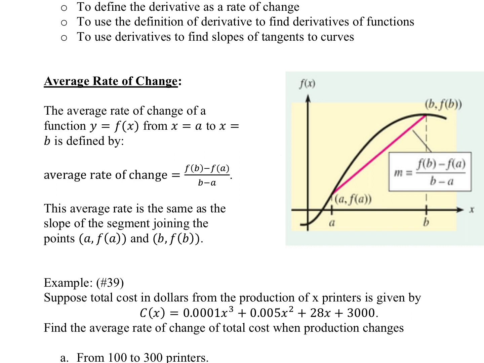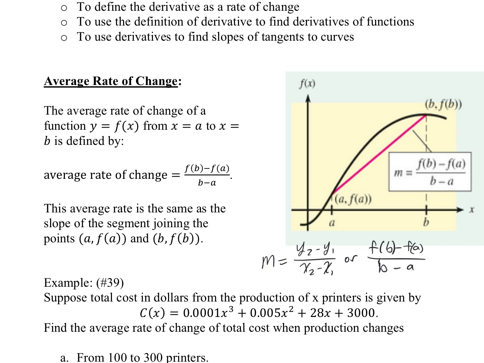So if you think about a graph that has 2 points labeled on it, the first point has an x value and a y value, the second point has an x value and a y value, then the slope would be y2 minus y1 over x2 minus x1. But if you label the points a and b, the notation just looks like what you see here on the graph.